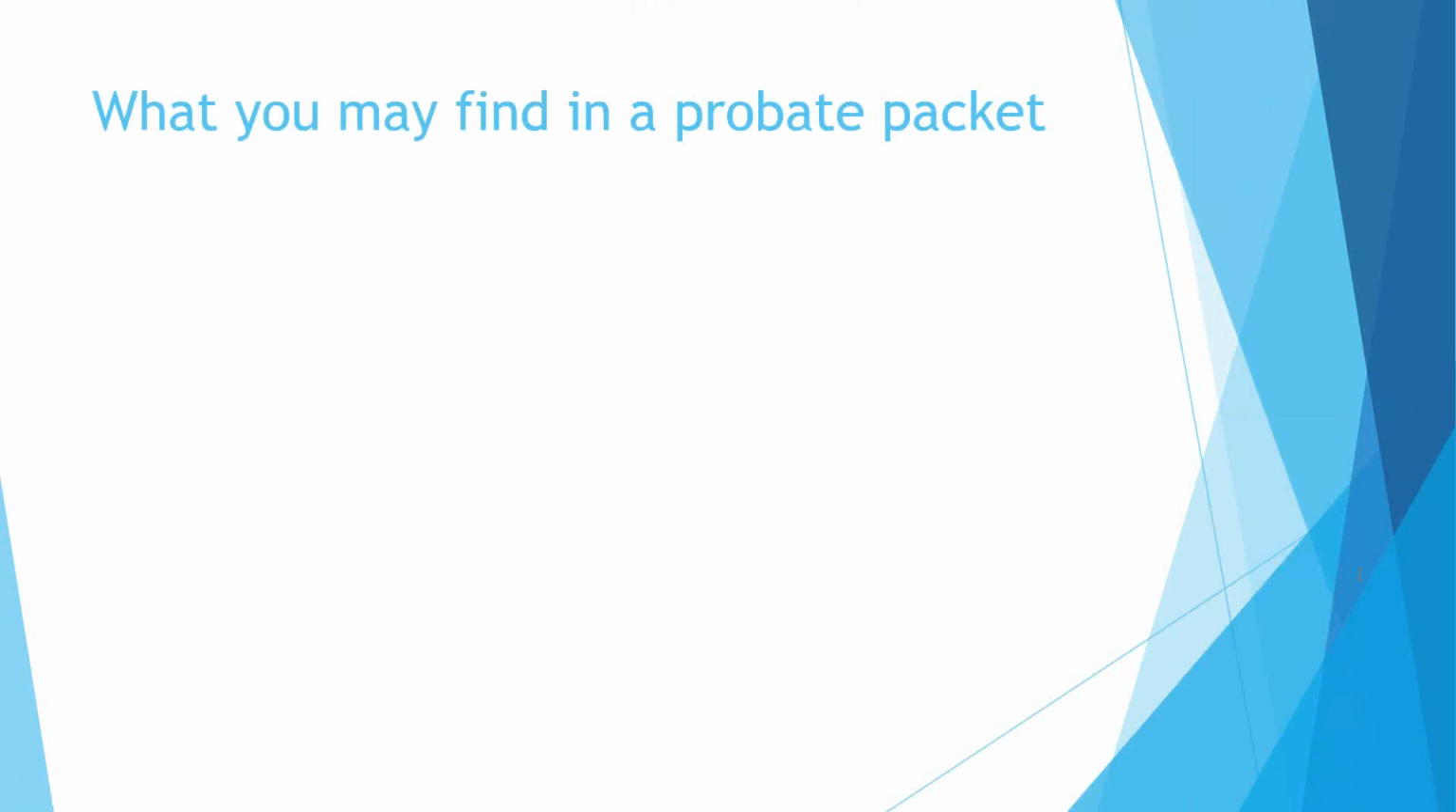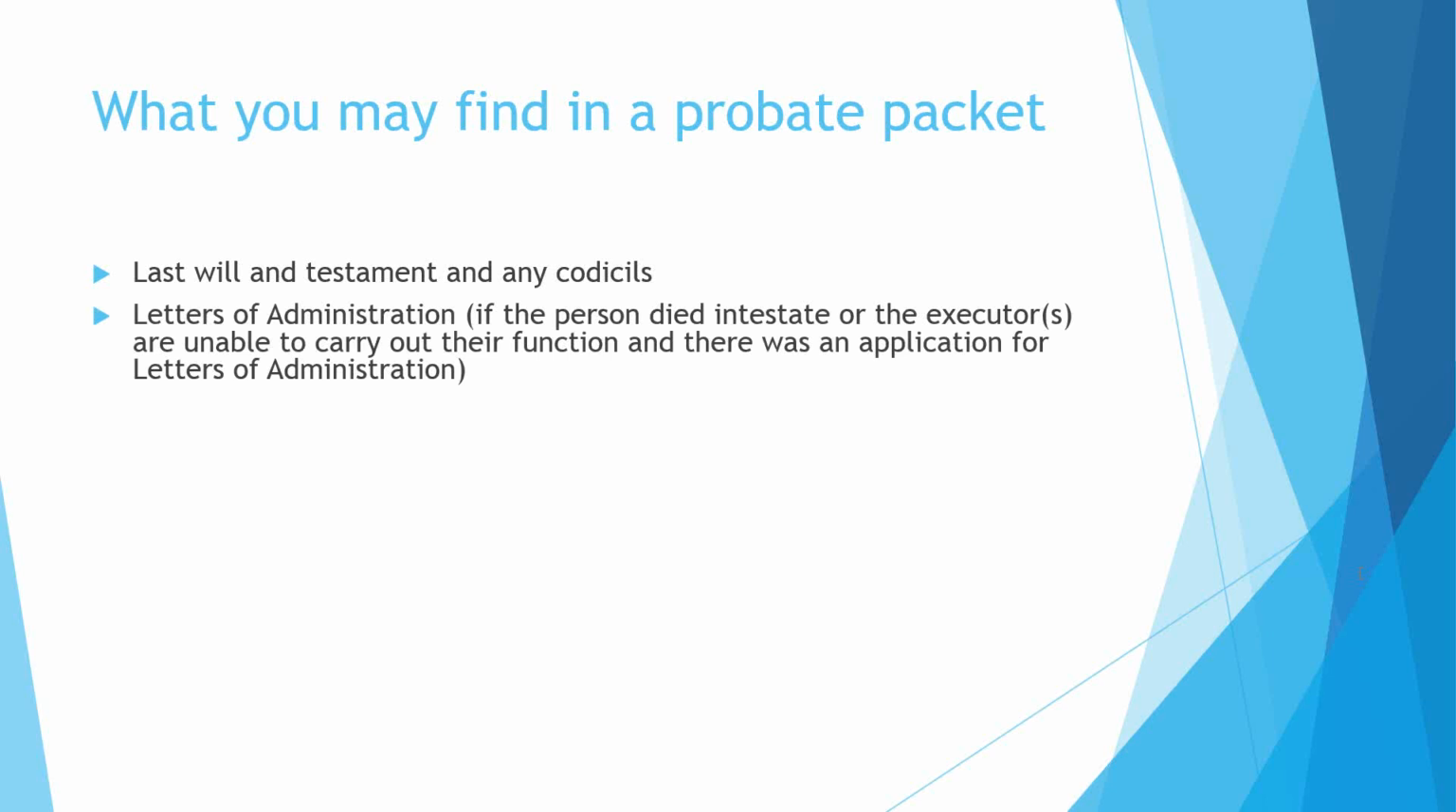Now, things you might find in a probate packet include documents such as the last will and testament and any codicils to that will. You might see the letters of administration where there wasn't a will. Of course, you wouldn't necessarily see a will and letters of administration unless there was some sort of problem with validating the will. So often letters of administration are if the person died without a will or if the executors are unable to carry out their function, and then there was an application for the letters of administration.